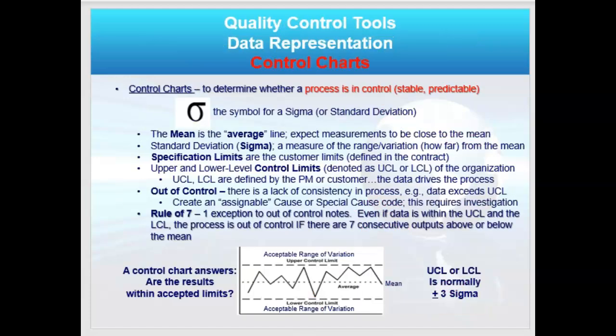Okay. You also should be aware of control charts. Here's a good one-slide summary of a control chart. This is the symbol called sigma that you'll often see. And a normal control chart, if they don't tell you what the sigma is, use plus or minus 3 sigma. The mean is just the average. That's the dotted line across the middle. That's the average. Specification limits are set by the customer. And if something is above or below the upper or lower control limits, it's generally considered out of control. The only exception to that would be the rule of 7, which you can read about.